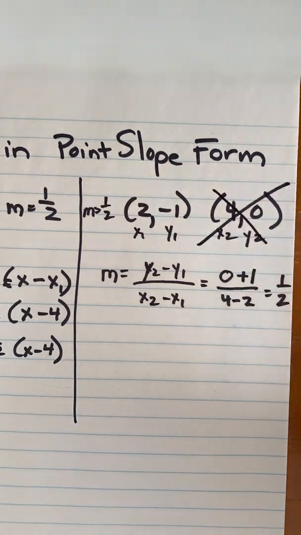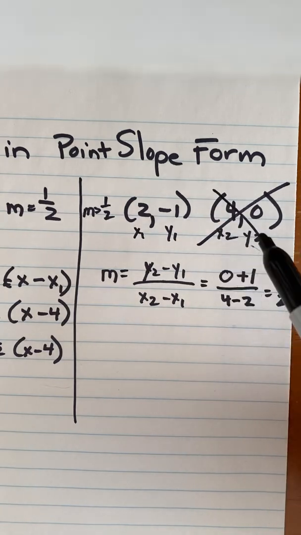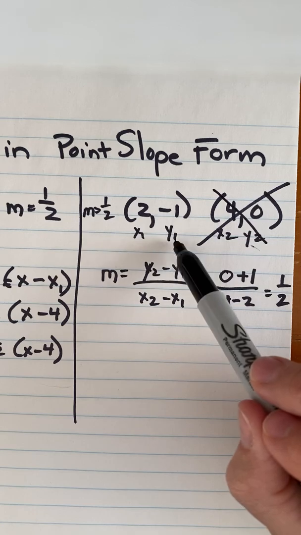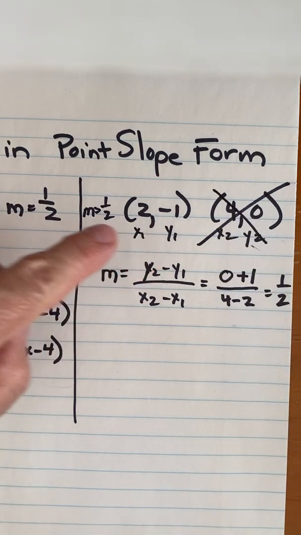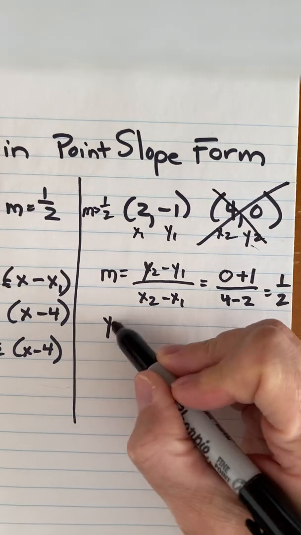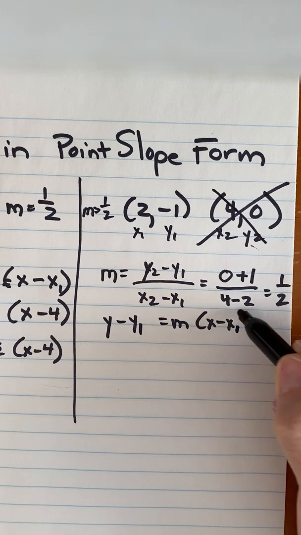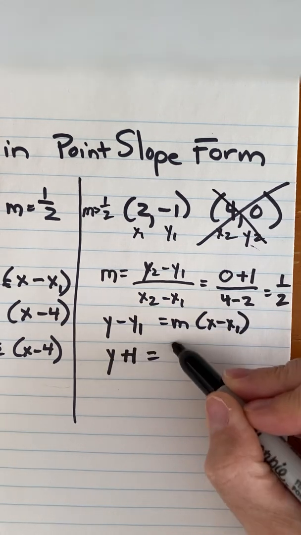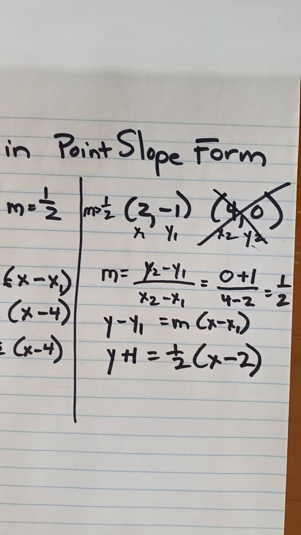So now I have a point, actually I have 2 points and a slope. So I cross out one of the points, okay? Because this is already labeled x sub 1, y sub 1, I'm going to cross this out. So now I have, once again, a point and a slope. So I write y minus y sub 1 equals m times x minus x sub 1. I do y minus negative 1 equals 1/2 times x minus 2. Okay?